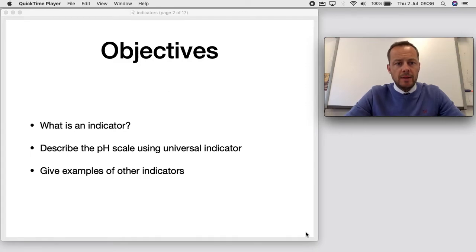So the plan, the objectives. Hopefully by the end of the lesson you'll understand what an indicator is. You'll be able to describe the pH scale using universal indicator, and you'll be able to give some examples of other indicators and explain how useful or not useful they are.